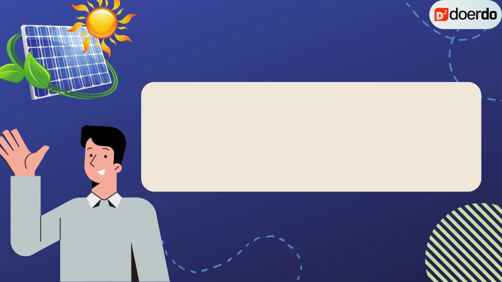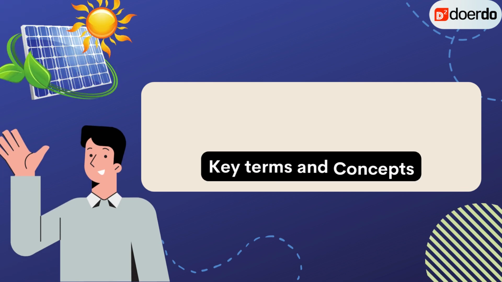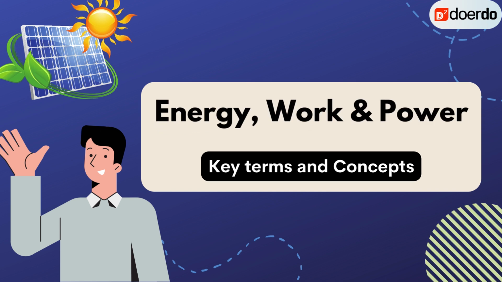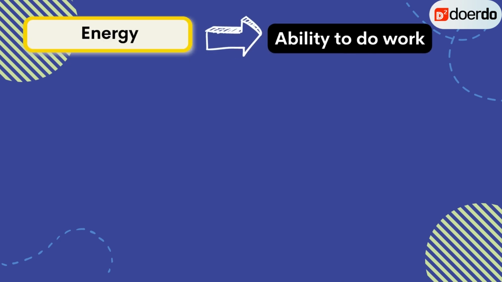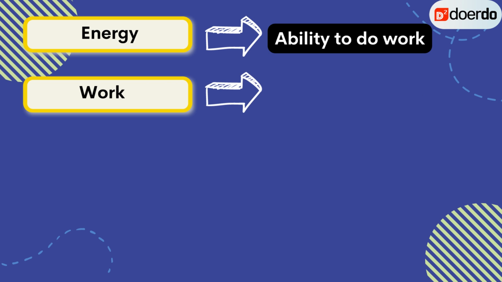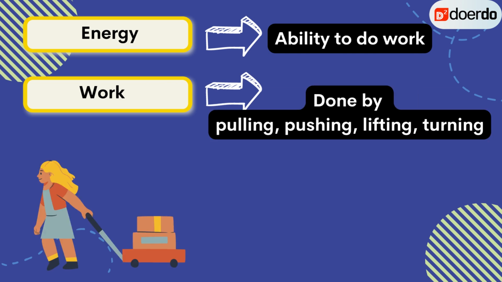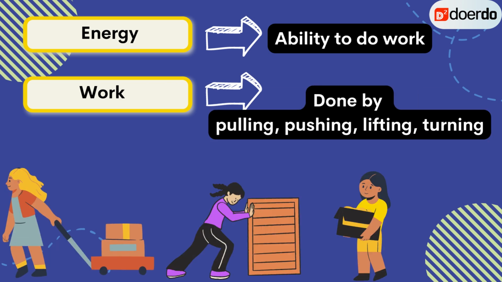Hello everyone. Today we will discuss key terms and concepts from energy, work and power. Energy is explained as the ability to do work. Work on objects can be done by several processes, which are pulling, pushing, lifting, turning, and so on.